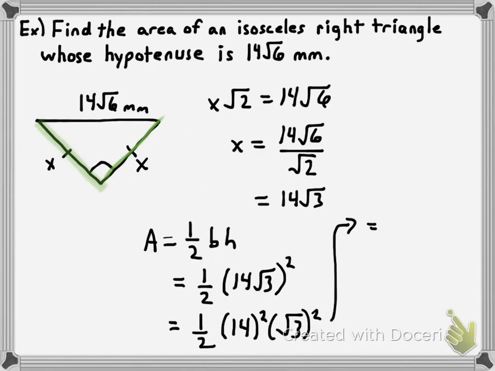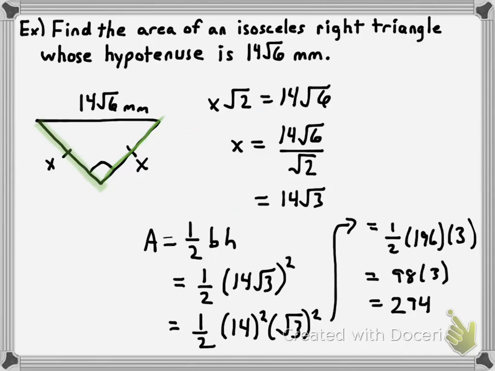I'll bring the work up over here. Now 14 squared, you may know, is 196. The square root of 3 squared is going to be equal to 3, because the square root of 3 times the square root of 3 is the square root of 9. Gives you 3. Alright, and then half of 196 is 98. 98 times 3 is 294. We got 294 square millimeters is the area of that triangle.